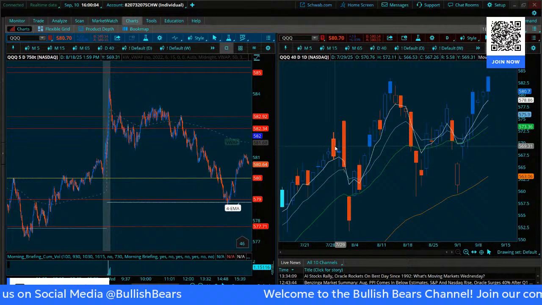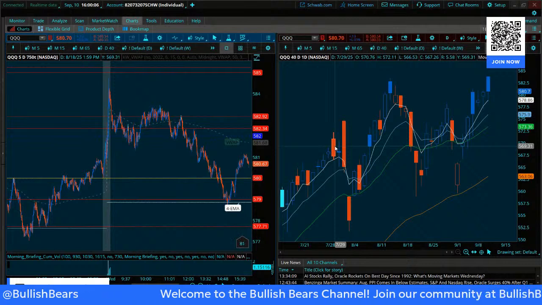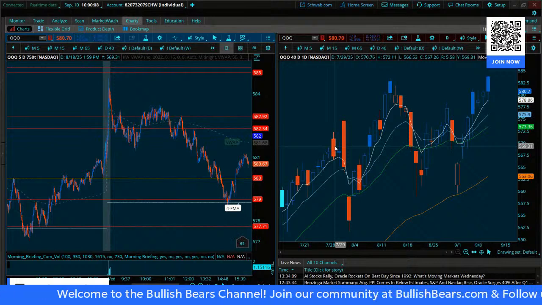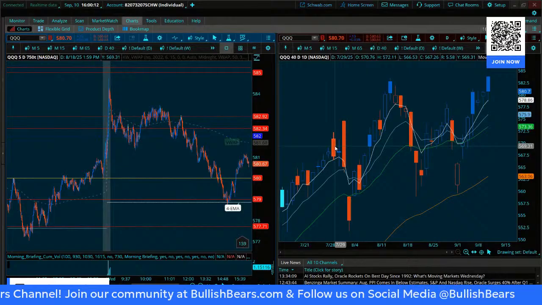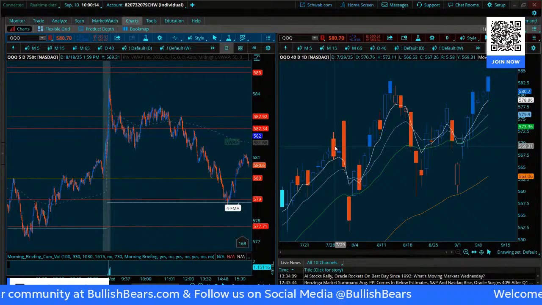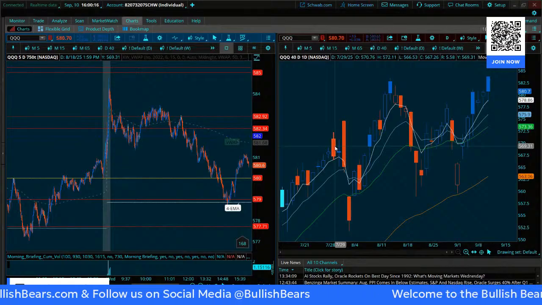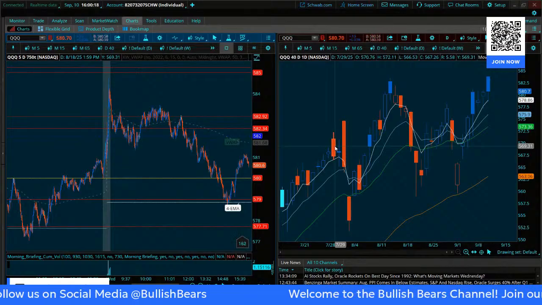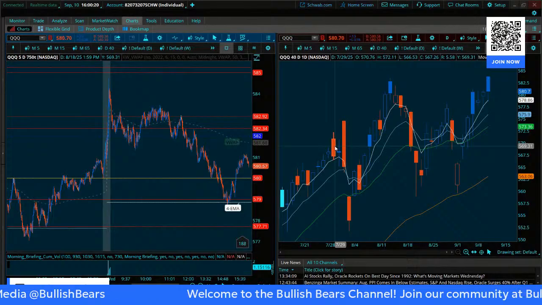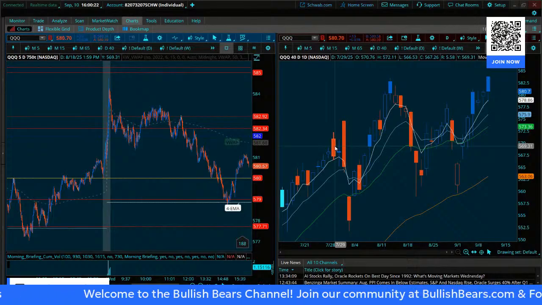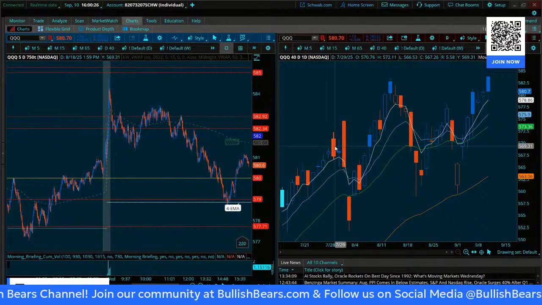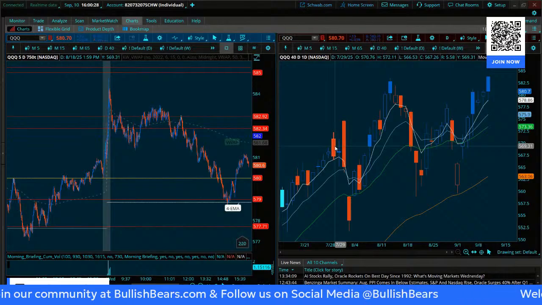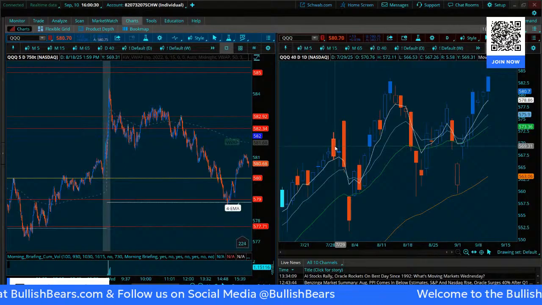We might shop around Friday because we've got OPEX next Friday. So we could start shopping around for some cheap lottos. If they hit, they'll pay out really nice, but they're going to have a low win rate probability, which also means they're going to be really cheap. They're not going to be high conviction trades.